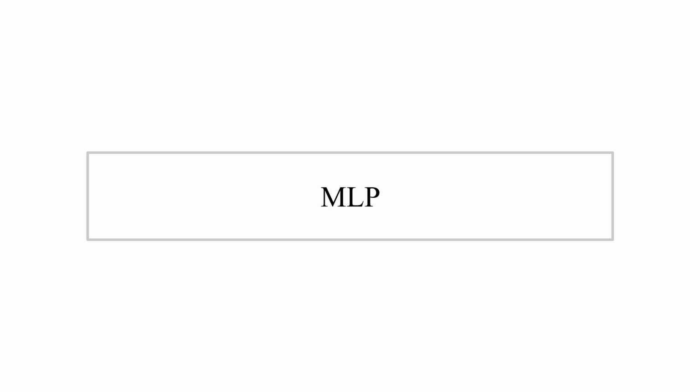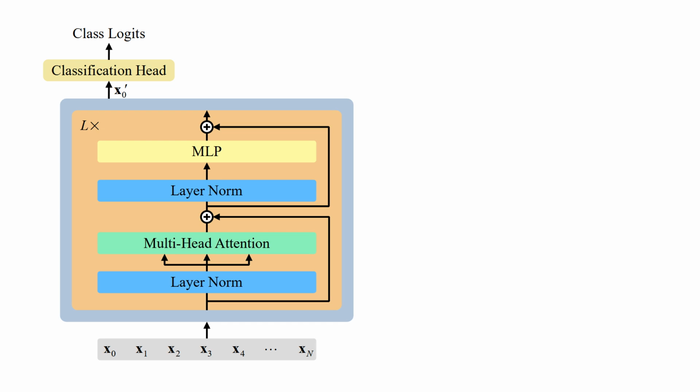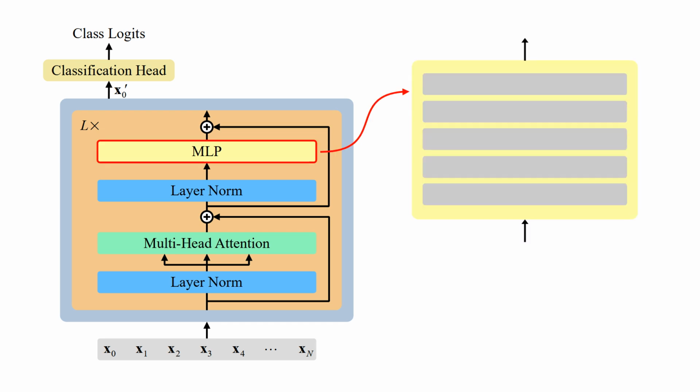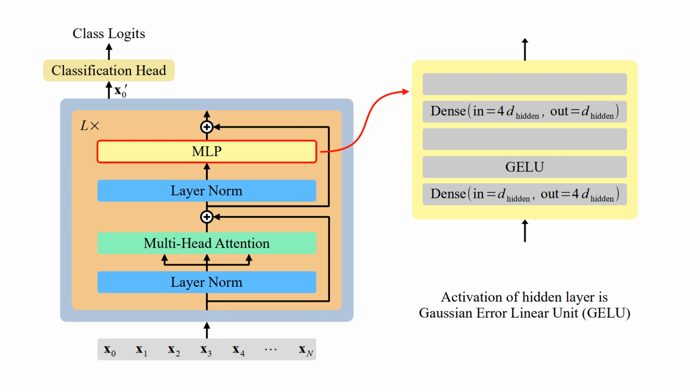Multilayer perceptron, MLP. MLP has two dense layers. Activation of hidden layer is Gaussian error linear unit. Vector size is expanded by 4 in hidden layer. Dropout is applied after dense layers to avoid overfitting.